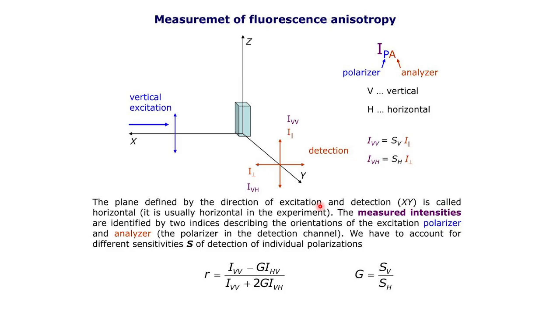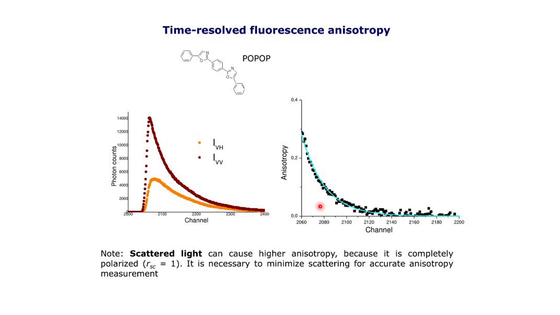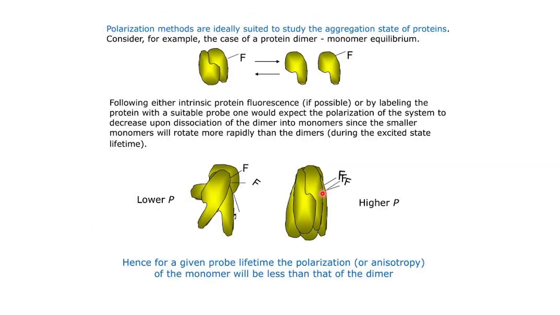So we have to account for different sensitivities of the individual polarizations. So R is your intensity across the vertical axis minus the G times IHV. So G is the correction coefficient across the vertical by the horizontal. So the calculations look very complicated, but the experiment is not that. You have a protein, you add a ligand to it, and you get the different excitations at the different concentrations, and from there you plot a curve from where you can get the KD value or the binding.